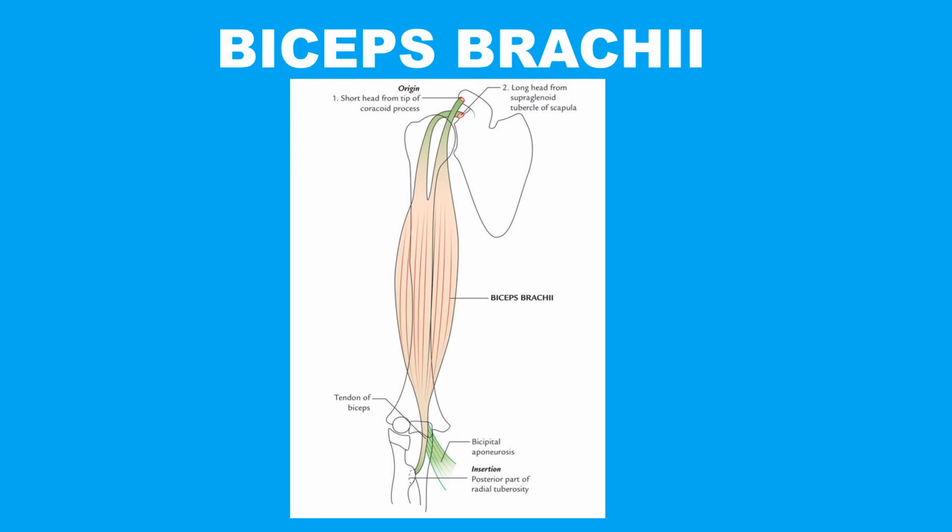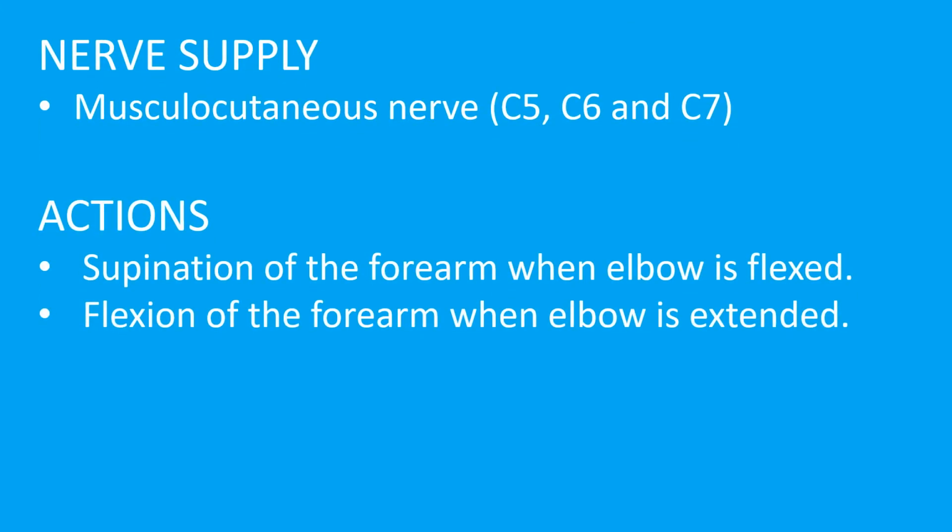Biceps brachii. Origin: short head from tip of coracoid process. Long head from supraglenoid tubercle of scapula. Insertion: posterior rough part of the radial tuberosity. Nerve supply: musculocutaneous nerve, C5, C6 and C7. Actions: supination of the forearm when elbow is flexed. Flexion of the forearm when elbow is extended.